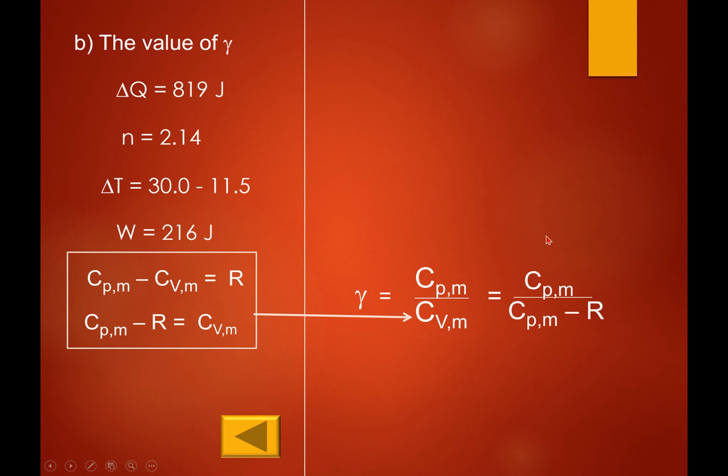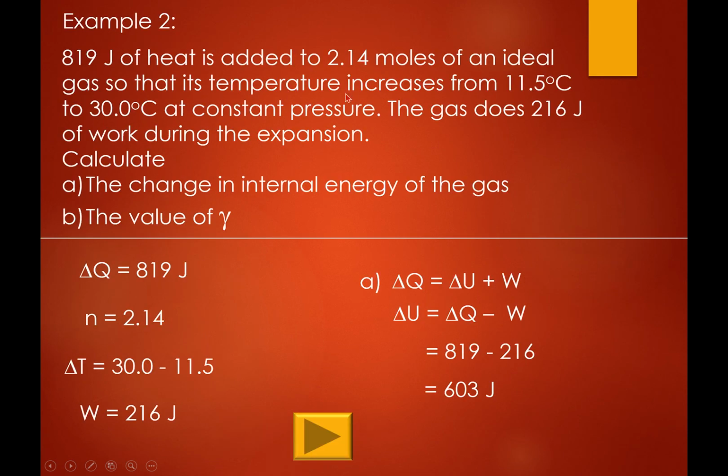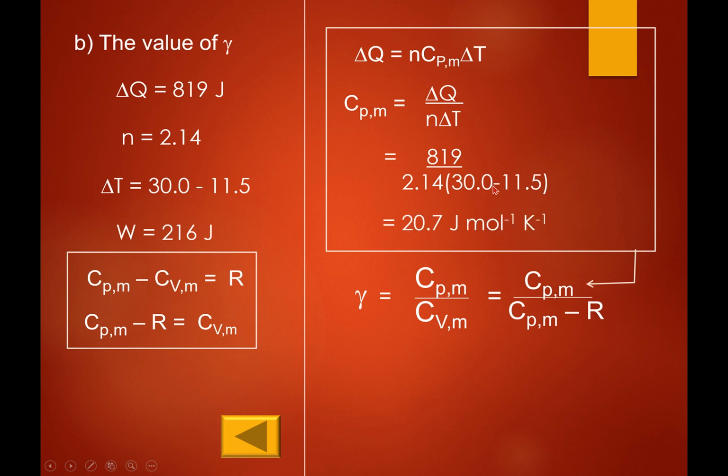Now for CPM, we can use this equation: delta Q equals n CPM delta T. Going back to the question, the information here is all at constant pressure, so the heat calculated must use CPM. That's why delta Q equals n CPM delta T. Now we can calculate CPM. We rearrange the equation to CPM equals delta Q per n delta T. So delta Q is 819 joule, the number of moles is 2.14, and the change in temperature is 30.0 minus 11.5, in Kelvin, and the answer is 20.7 joule per mole per Kelvin.